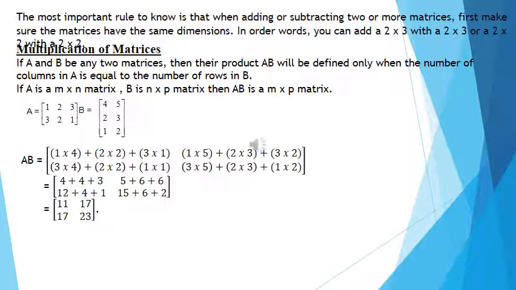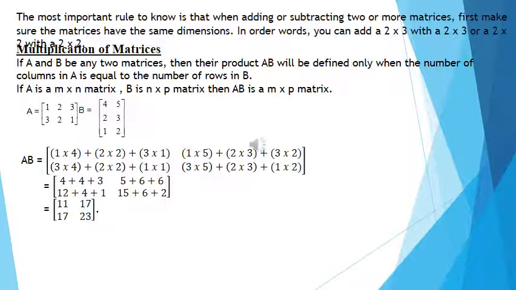Now we are going on to the multiplication of matrices. Here there is a rule we have to follow. Only when the rule is followed can we do the multiplication, otherwise we cannot. If A and B are any two matrices, their product AB will be defined only when the number of columns in A is equal to the number of rows in B.